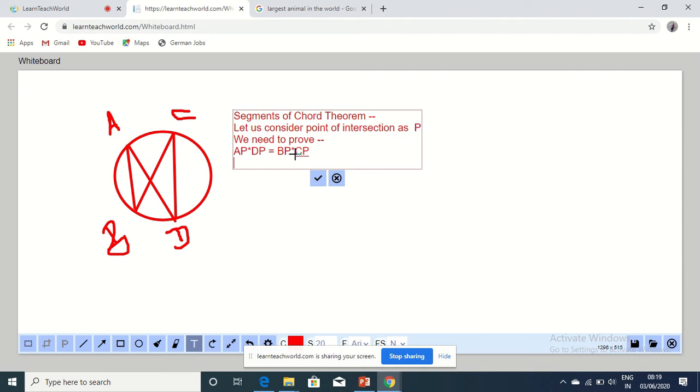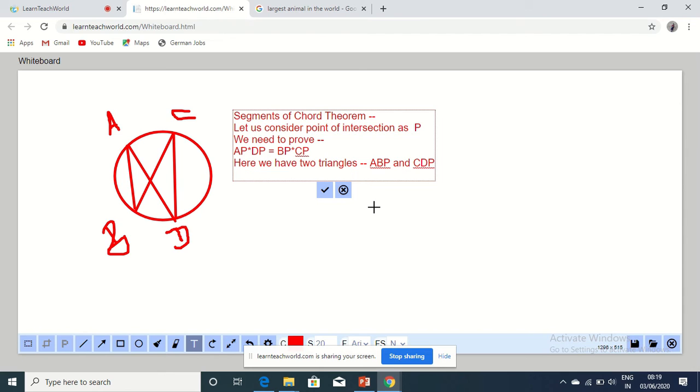Yeah. So basically, how we will prove this, let's see. Let us consider here we have two triangles. The first triangle is ABP, A, B and P. So this is the one triangle, and the other triangle is CDP. The second triangle is CD, and this is the point of intersection P, CDP. So we have two triangles.